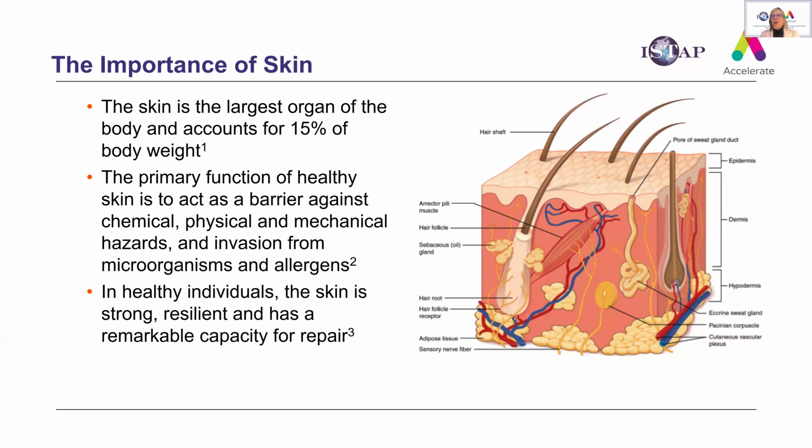So I'd like to talk about the importance of skin. The skin is actually the largest organ of the body, and it accounts for 15% of our body weight. And the primary function of healthy skin is our barrier against chemical, physical, mechanical hazards, and invasions of microorganisms and allergens. In healthy individuals, the skin is strong, it's resilient, and has a remarkable capacity to repair.